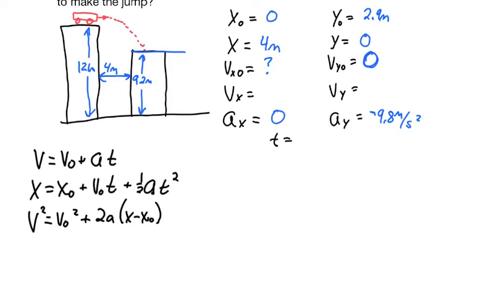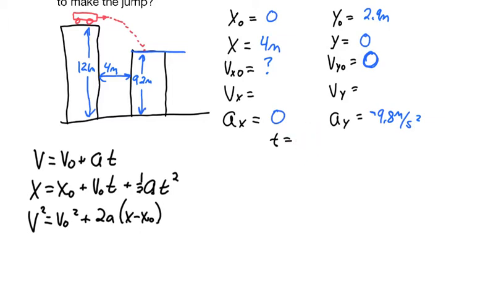I don't have that. So it looks like this is the equation I'm going to want to use, but I can't use it until I know what t is. So let's take a look over at the y side and see if we can use that information to solve for t as our first step. So we'll get to this, but we can't do it until we get to t.